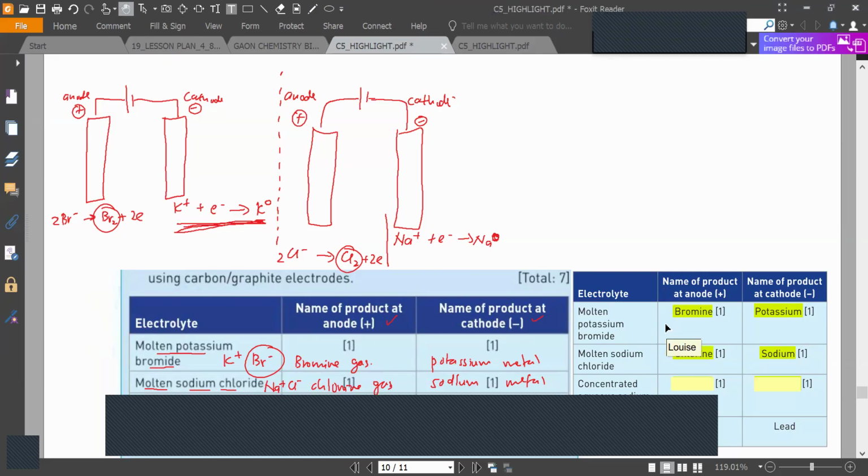Now you are slowly becoming familiar with the steps, how to do it step by step. Okay, next.